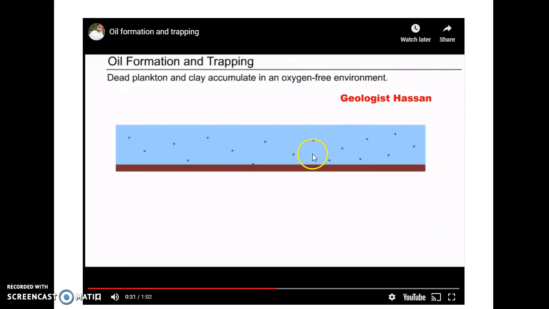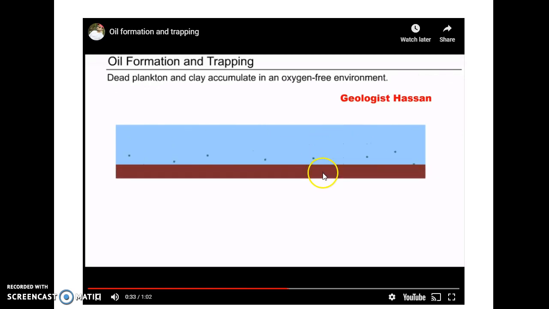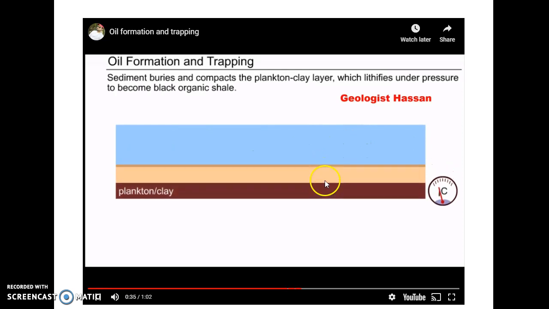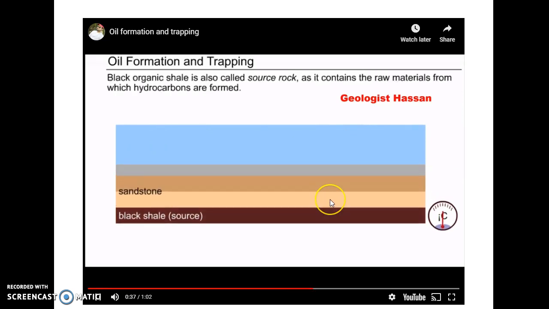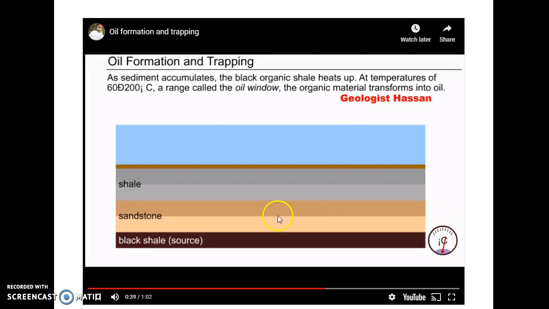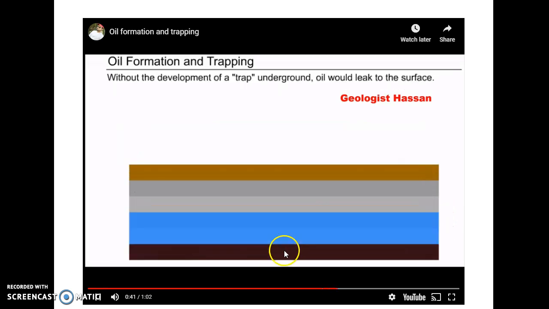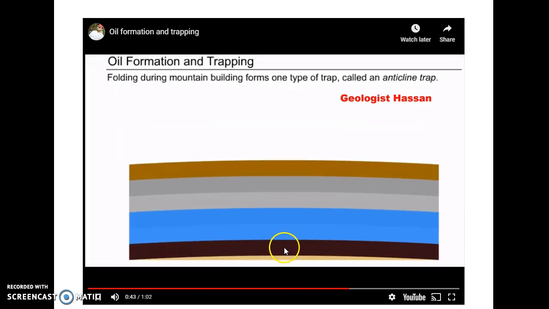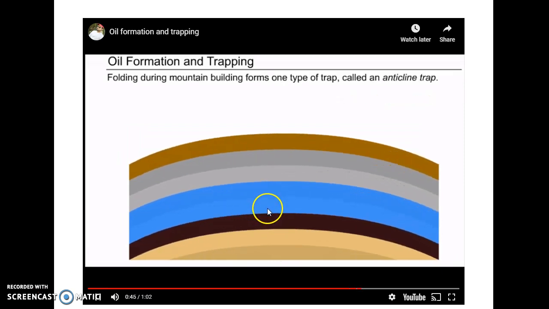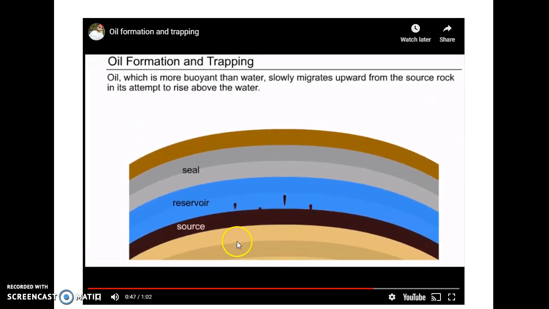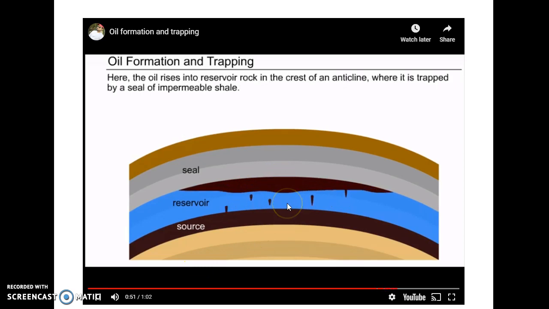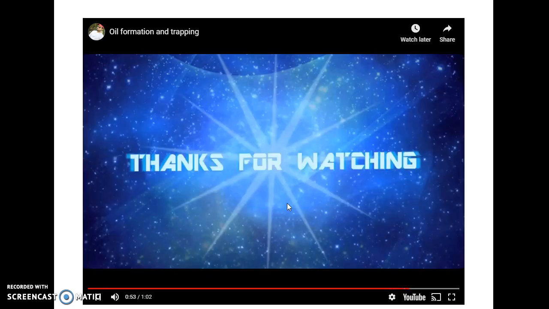Okay, so here it is just again, that marine sediment falls down to the ground. It becomes buried. It's exposed to heat and pressure. It's going to be forming in this source rock, but then it's going to be capped off by a cap rock, and you have to have that anticline that forms so you can trap that oil in a place that it can be accessed.